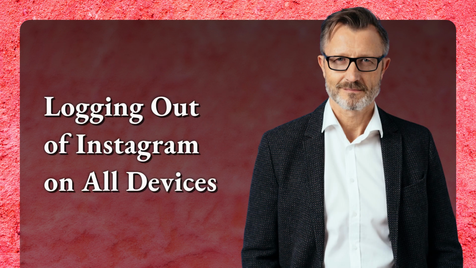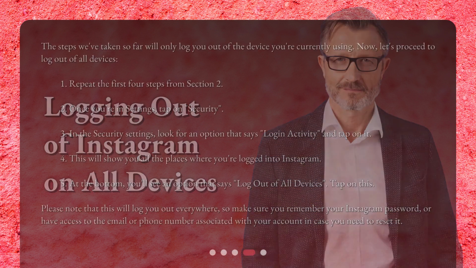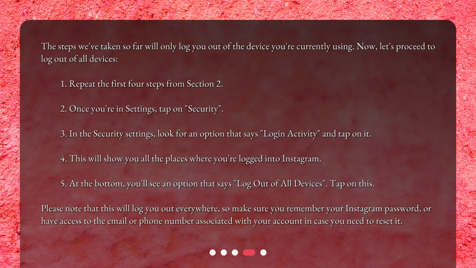Logging out of Instagram on all devices. The steps we've taken so far will only log you out of the device you're currently using. Now, let's proceed to log out of all devices. 1. Repeat the first 4 steps from section 2. 2. Once you're in Settings, tap on Security. 3. In the security settings, look for an option that says Login Activity and tap on it.